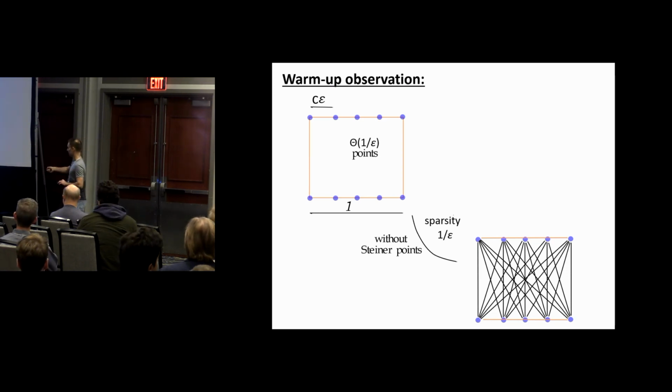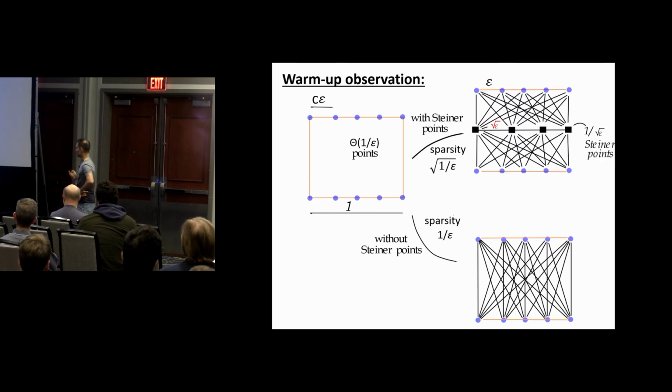This is a graph with sparsity 1 over epsilon. The number of edges is quadratic in the number of points. The number of points is 1 over epsilon, so it's sparsity 1 over epsilon. We want to improve this using Steiner points.